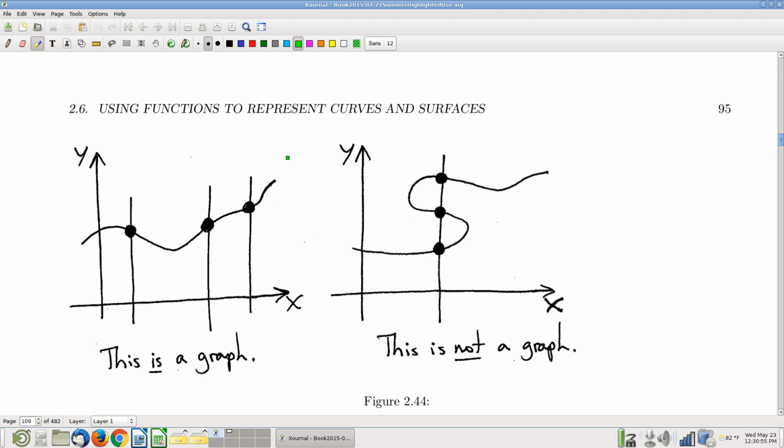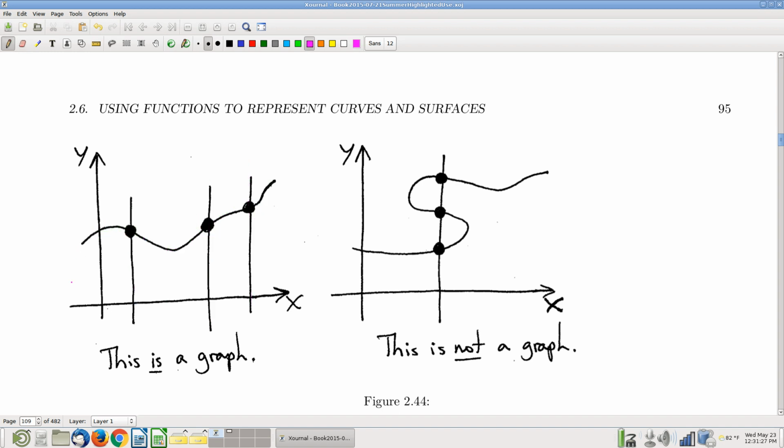So the vertical line test says, if you're looking at a curve here, this goes back to single variable math, if you make vertical lines, is it the case that every vertical line hits the curve exactly once? In this case, yeah, right? So by virtue of the fact that every vertical line hits this curve exactly once, this curve is the graph of a function.